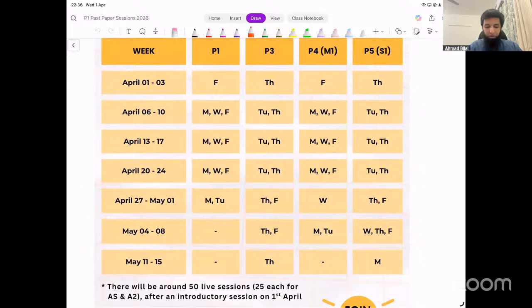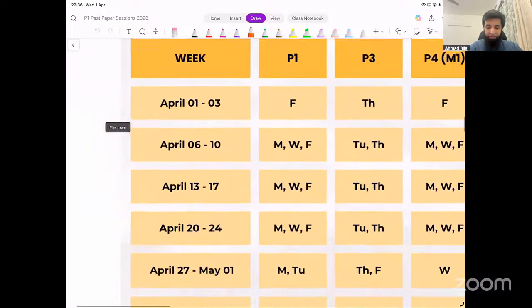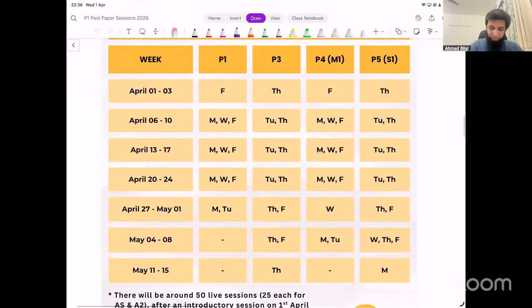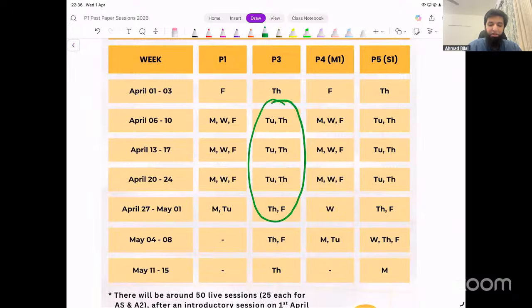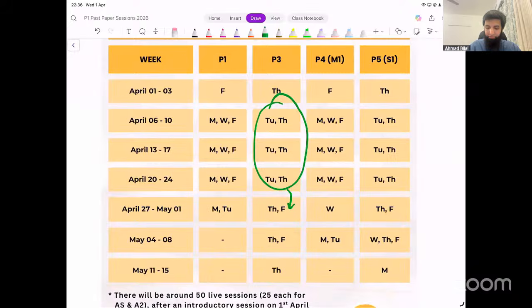So we'll have P1 on 3 days. You can see that on the left side. These are the days that we've got for P1. Monday, Wednesday, and Friday. In most weeks, that's the schedule that we're going to have. And then we will continue with Tuesdays and Thursdays for P3 during this. But then once we're done with paper one, then we would just have P3 in those slots.